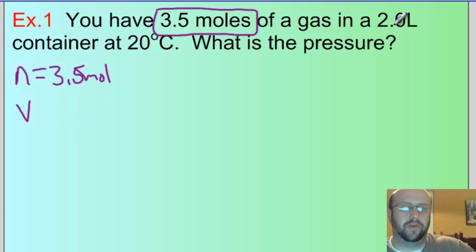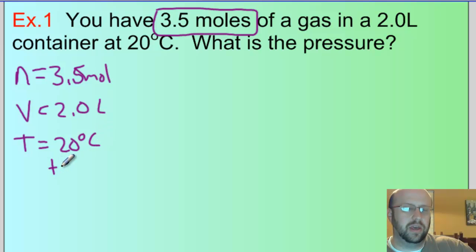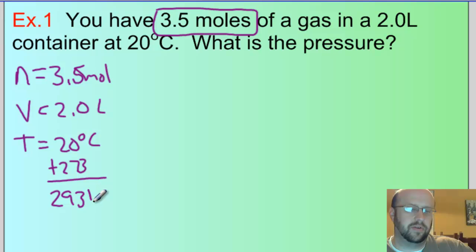We know that volume is 2.0 liters. The good news is that's already in liters, so I don't have to do any conversion. Temperature is 20 degrees Celsius. Now, of course, we don't want it to be in Celsius. We want it to be in Kelvin. So we add 273. That gives us 293 Kelvin. And we're looking for pressure.